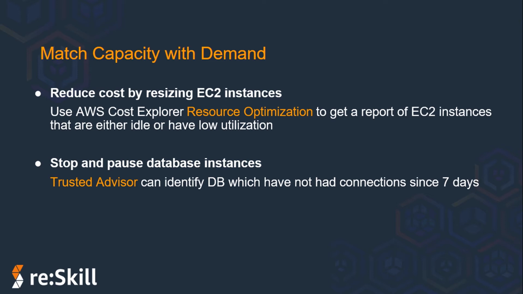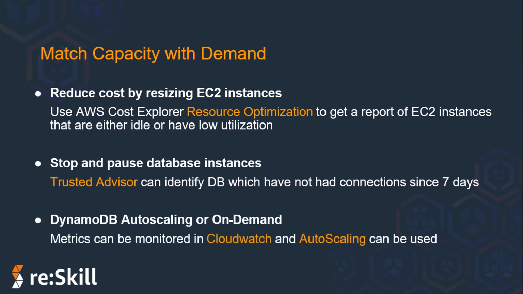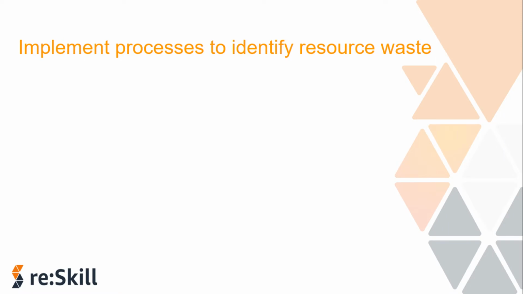And then we can also analyze our DynamoDB usage by monitoring two metrics that are available in CloudWatch: consumed read capacity units and consumed write capacity units. So these both are available in the CloudWatch, and to automatically scale the DynamoDB tables we can use the auto scaling feature. Let's move on to the next strategy now, which is implementing the processes to identify resource waste.